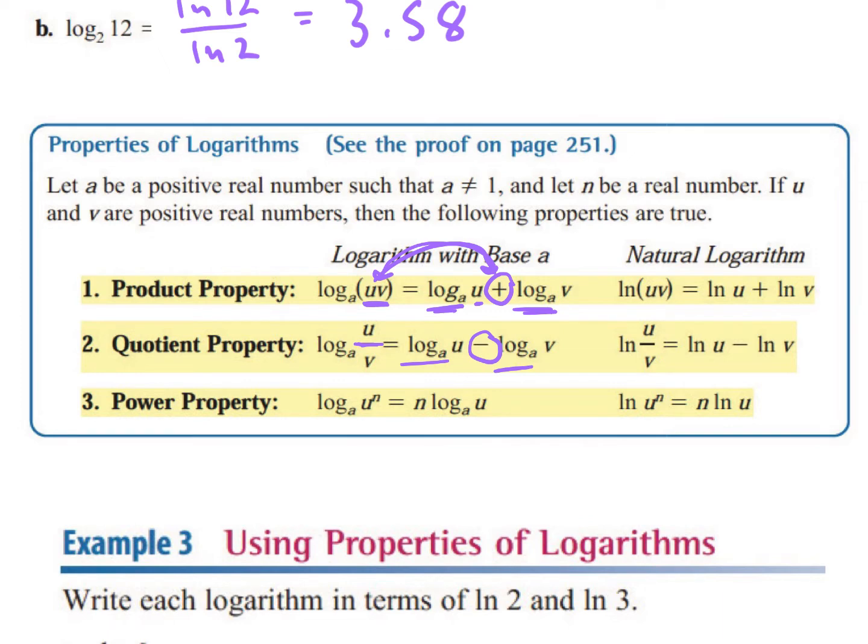In our power property, if we have an exponent on what we're taking the log of, that exponent can move to the front of our log when expanding. So it's just being multiplied out front.